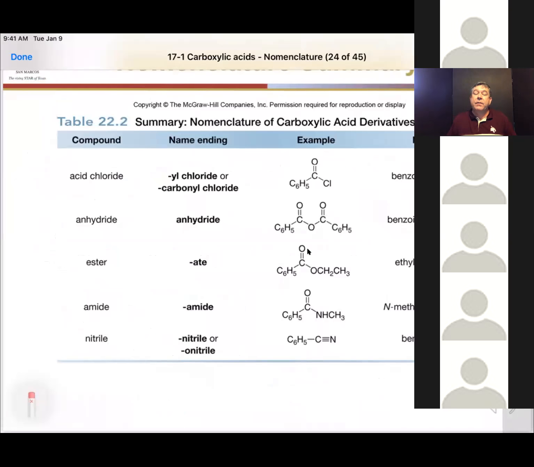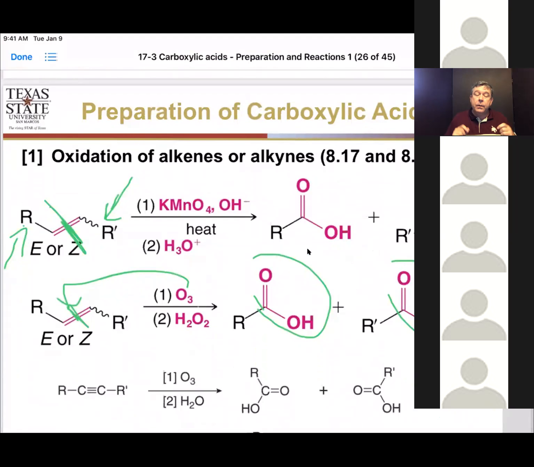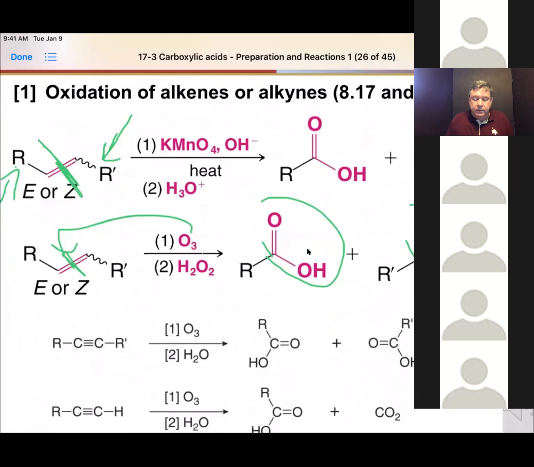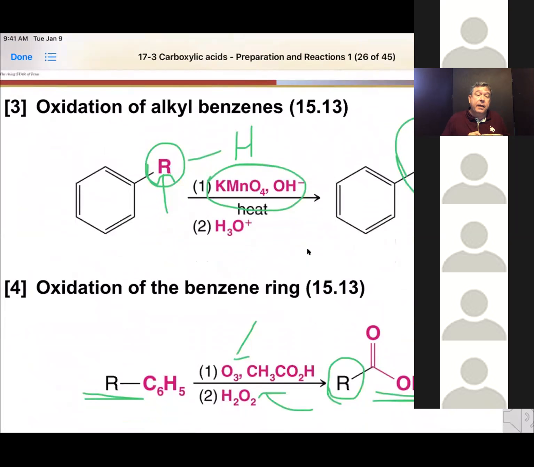The next thing is how to make them. We've borrowed some stuff from previous chapters like potassium permanganate or chromate, but we've also added one that we may not have looked at before, which was ozone. With ozone, you can actually oxidize benzene rings off, or you can oxidize carbon-carbon double bonds to generate your carboxylic acids. So that's one of the key ones there. In the case where you have a benzene with benzylic hydrogens on it, and you use permanganate, you end up making the benzene carboxylic acid.